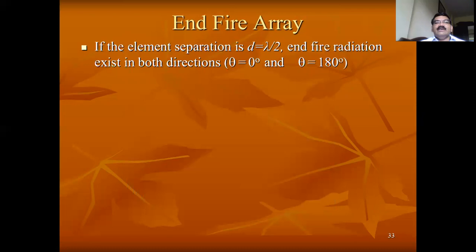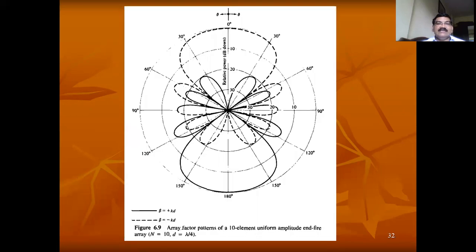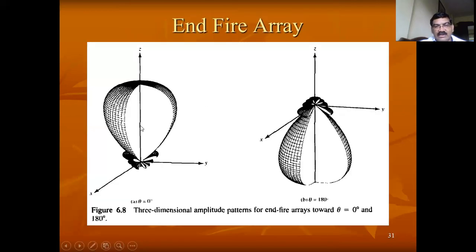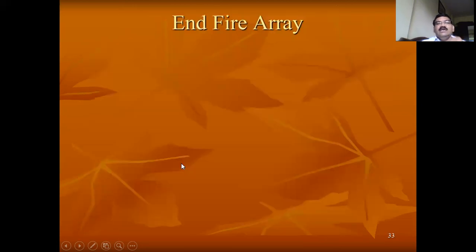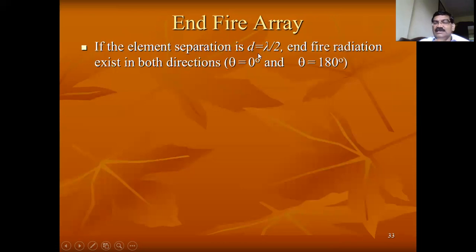If the element separation is lambda by 2, end fire radiation is excited in both directions. Now if you have the separation equal to lambda by 2, instead of getting this radiation pattern in only the upper direction or the lower direction, you will get it in both directions. In what case? If your d, the separation between the elements, is lambda by 2.